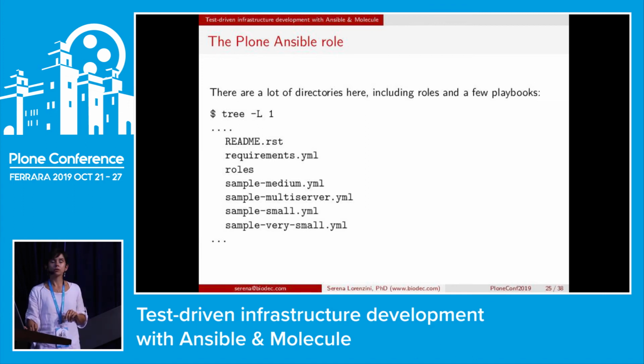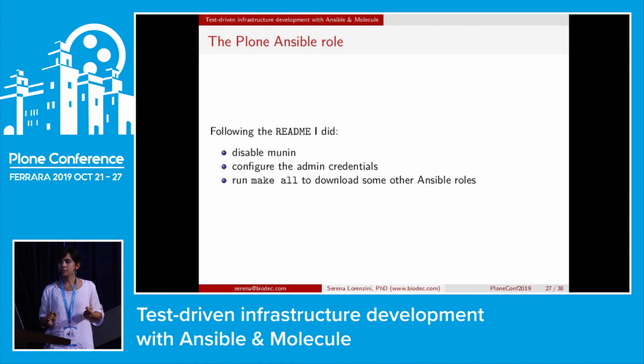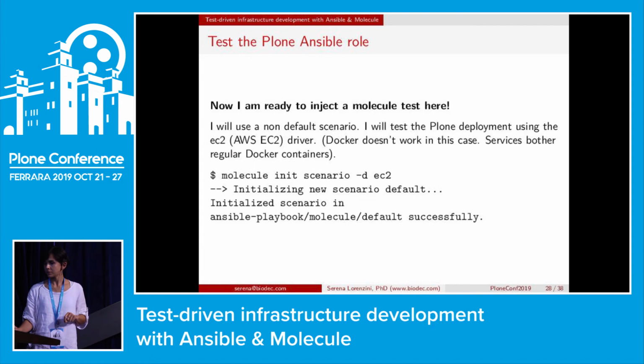You want a large instance, you want a small instance, and stuff like that. So personally, I want a very small instance because I want to do things just for testing purposes and fast. So I copy the sample very small YAML file into the expected local_configure.yaml. Follow the instructions on the Plone website for this. And I did, again following the README, disable all the components that I don't need and configured some things that are instead required. Okay? So now I am ready to use Molecule.